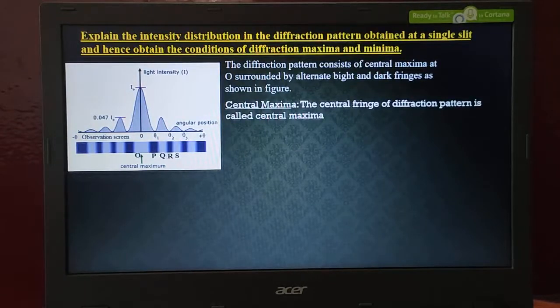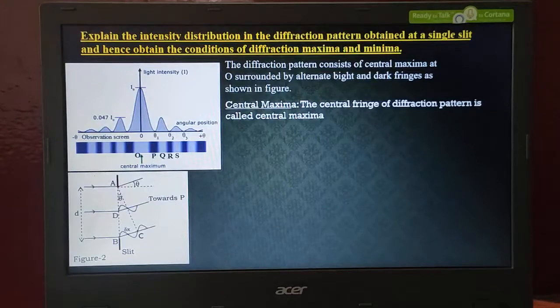That is why at the center we will get maximum intensity. The most light rays that don't deviate have the same phase and they don't have any path differences. That is why we will get maximum intensity at the central maximum. And here we have the diagram for diffraction minima. For diffraction we are using this diagram.